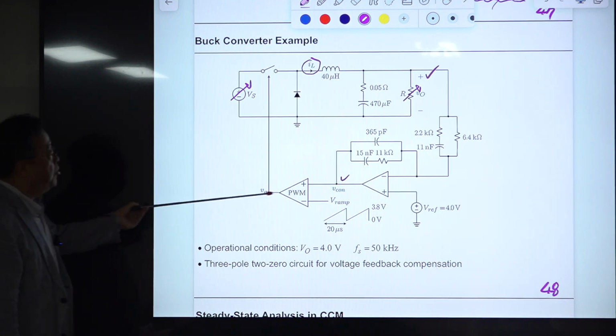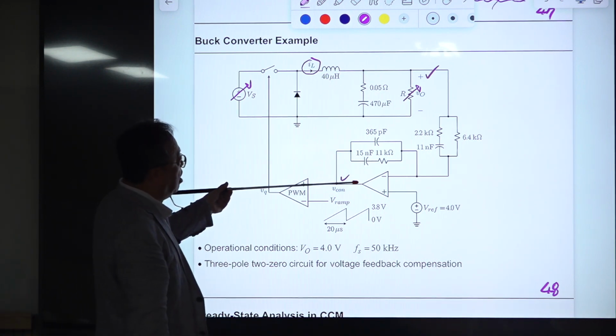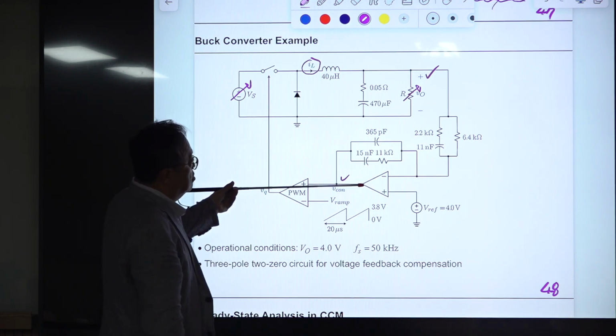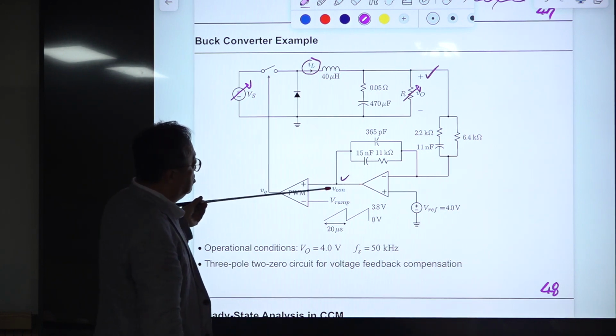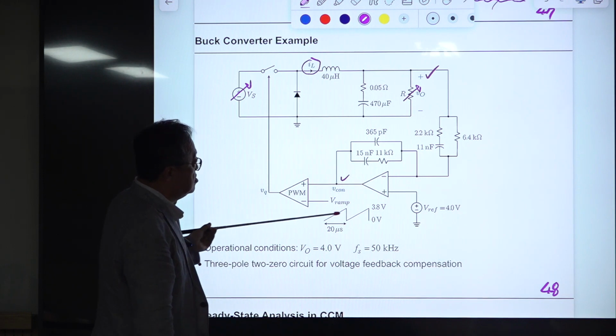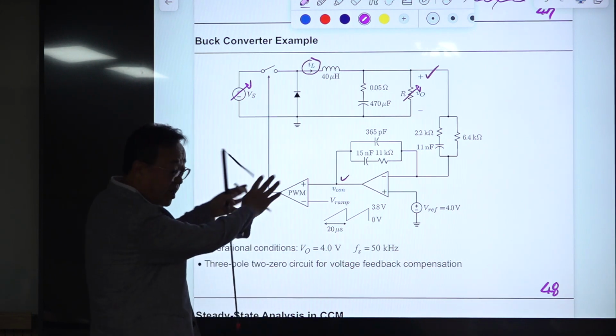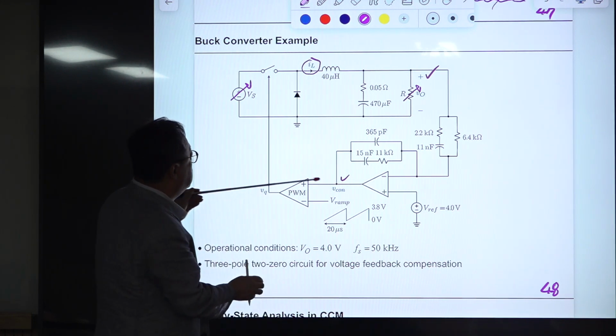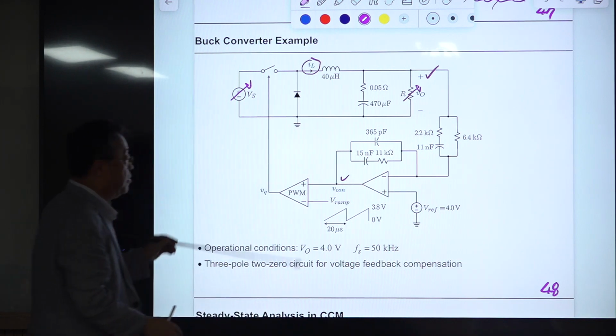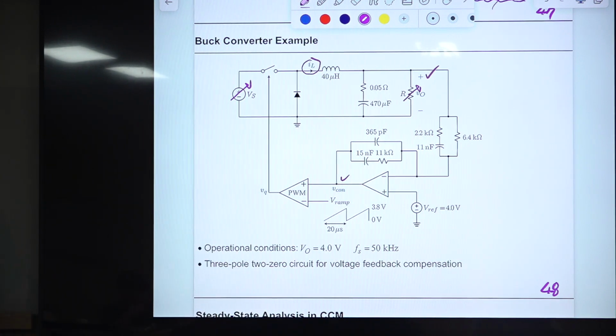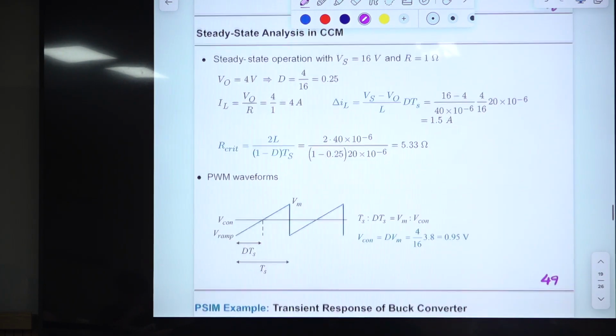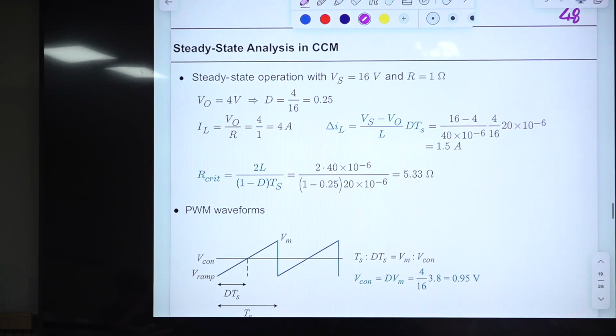The output of this voltage feedback compensation is the control voltage V-con, and this is the ramp signal generated inside, probably in the PWM IC chip. Okay, and we will be watching this. This is the switch drive signal. And before observing the transient behavior of this, we need to do some steady state analysis in CCM.